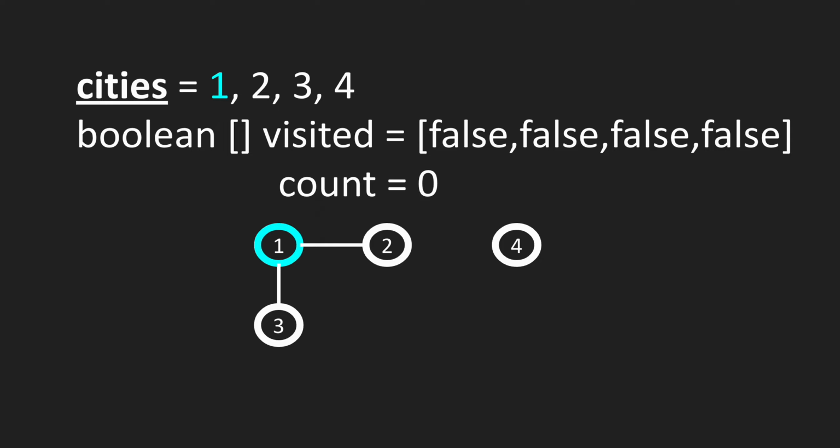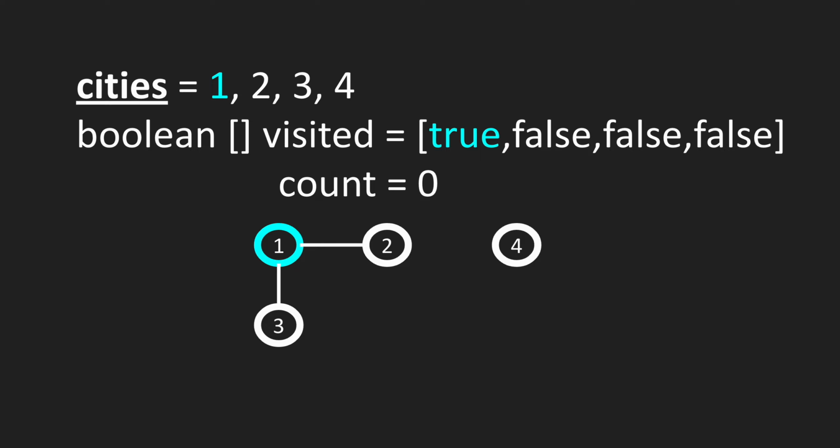So first, we are visiting our first node, and since we have visited that already, we are marking that as true in our visited array. So we have visited the first city, and also this is our first province, right? So we are increasing our count to 1, and it's our first province.